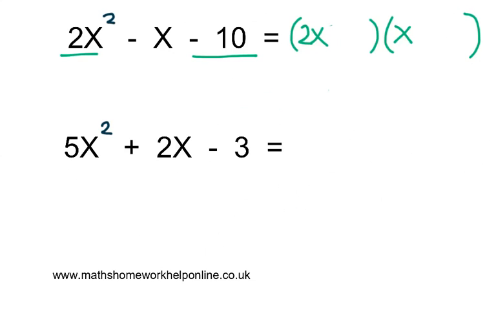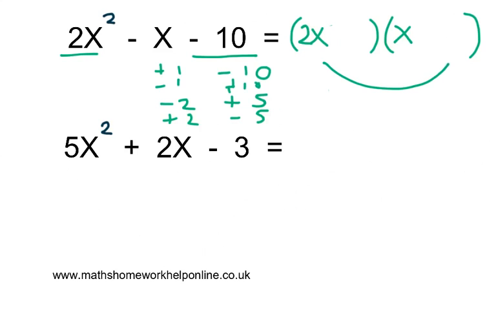So let's think of all different ways of making 10. We can have 1 and 10, or 2 and 5. So again, one will be positive, one will be negative. Minus 1 plus 10, minus 2 plus 5, or plus 2 minus 5. Now, what we need to think of is this 2x will be multiplied by this number here, and this x will be multiplied by this number here, and we want to make minus 1.